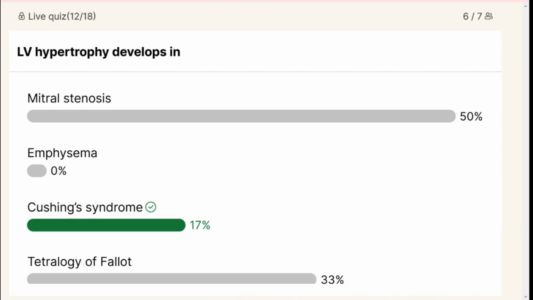And left ventricular hypertrophy does not develop in tetralogy of Fallot because tetralogy of Fallot is a condition of four deformities of the heart, and left ventricular hypertrophy isn't one of them. I believe it's right ventricular hypertrophy because there's pulmonic valve stenosis. It doesn't make sense for there to be a left ventricular hypertrophy instead.